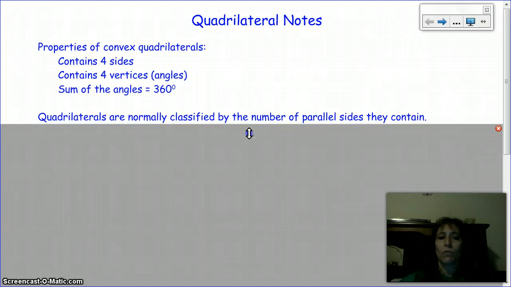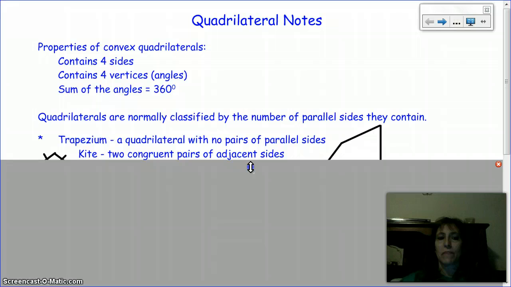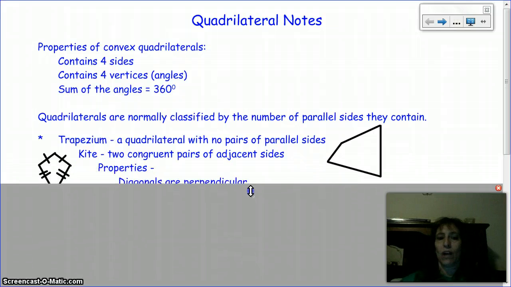So the first one I want to start with is called a trapezium. And a trapezium is a quadrilateral with no pairs of parallel sides. I've got an example here on the right. None of the sides are parallel and none of the angles are congruent either.